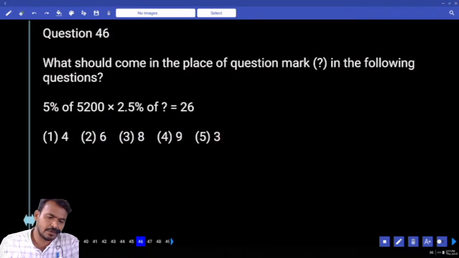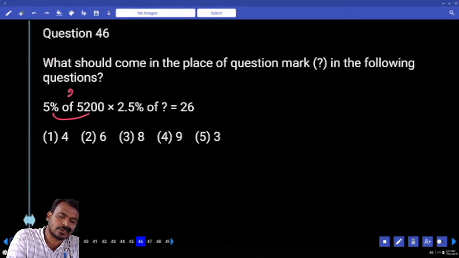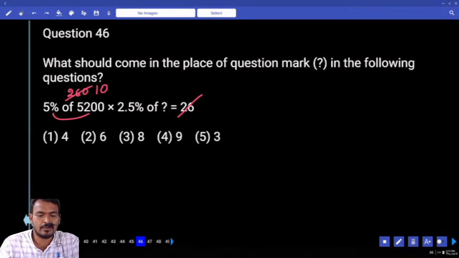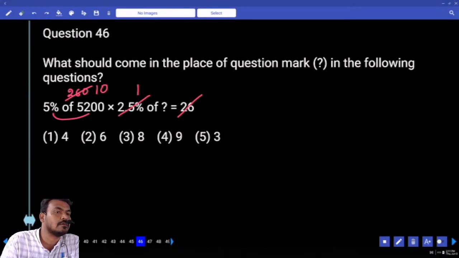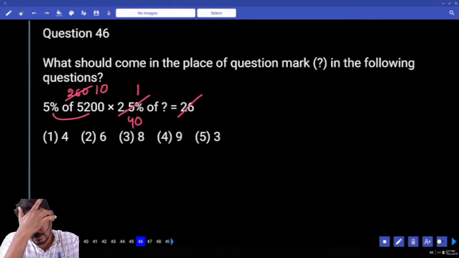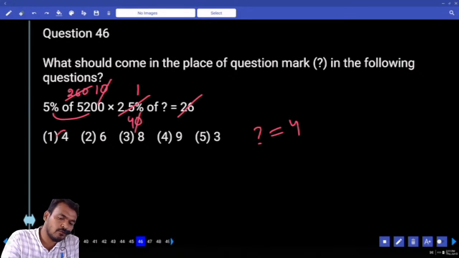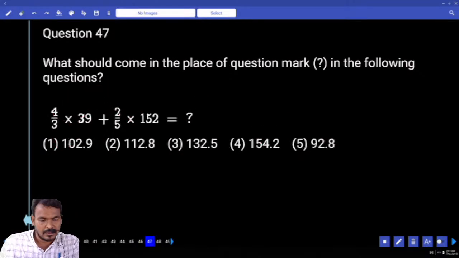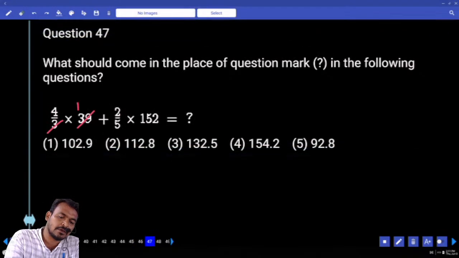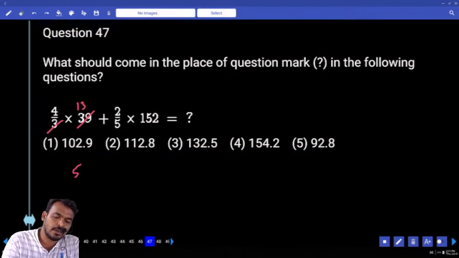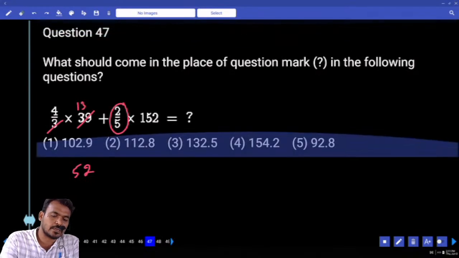5% of 5200. What is the 5% of 5200? 260. 26 how many times? 10 times. 10 into 2.5% of something. 2.5% is written as 1 by 40. 10 by 40 means it is 1 by 4. Something equal to 4. 47. 3 how many times? 39, 13 times. 13 into 4 is 52. 2 by 5 means it is 40%.